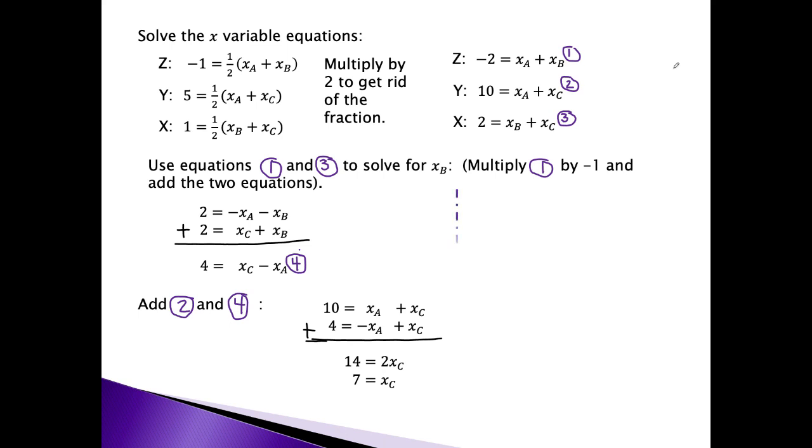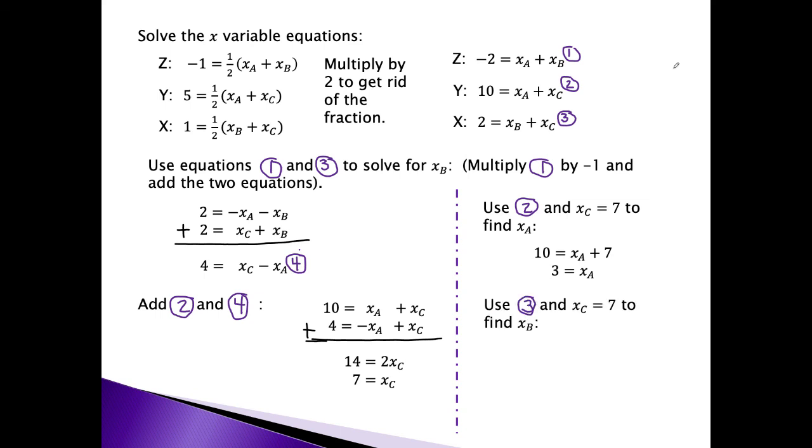And now I have xc. I'm just dividing off my paper. So now that I know what xc is, I'm going to put xc into equation 2 to find xa. So I have 10 equals xa plus 7, so xa equals 3. Now I'm going to use equation 3 and xc equals 7 to find xb. So I have 2 equals xb plus 7, so I have xb equals -5.